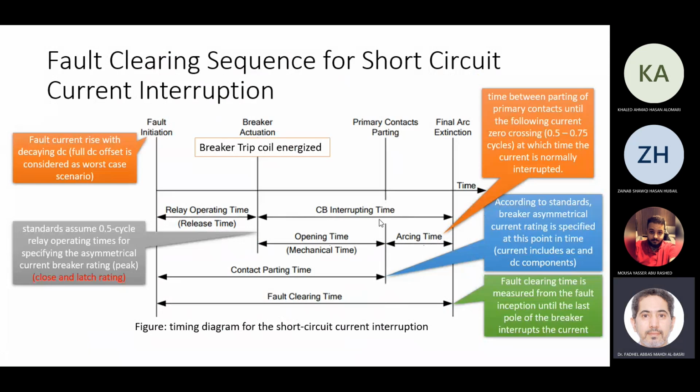So always now in calculations we would like to know what the contact parting time is. Okay. And we can also find what the maximum current is at this moment when the circuit breaker starts, at the initial peak value of the current.